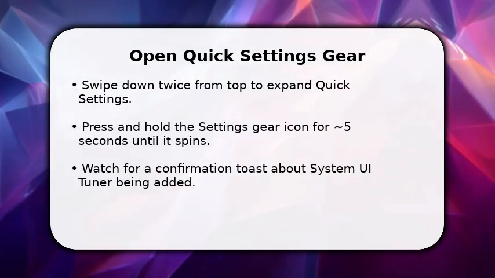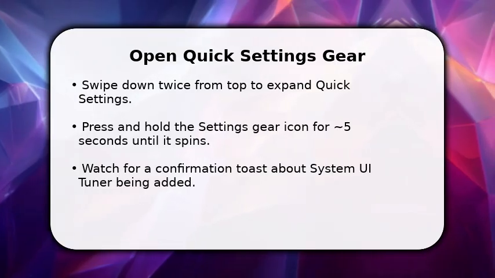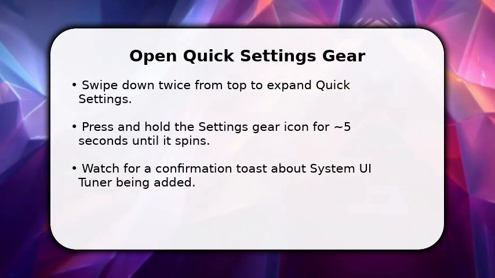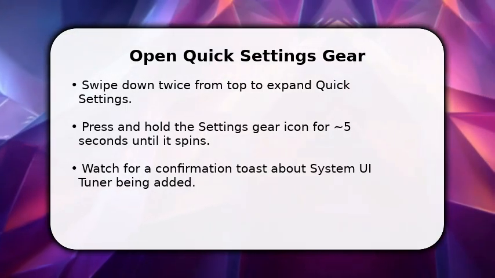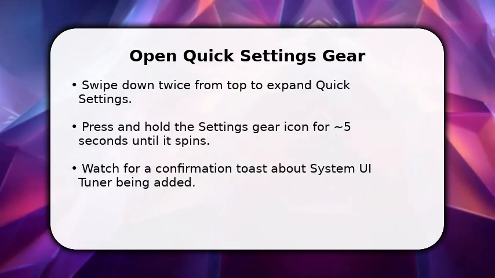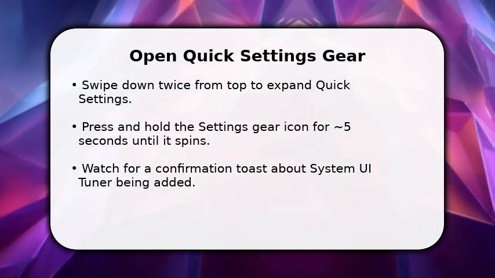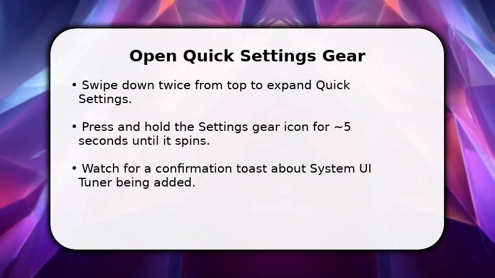Once done, you'll see a small confirmation message telling you the System UI Tuner was added to settings. This happens because Android reveals the tuner via that long press. Make sure you use the system gear, not a shortcut tile, so the hidden menu can be enabled.